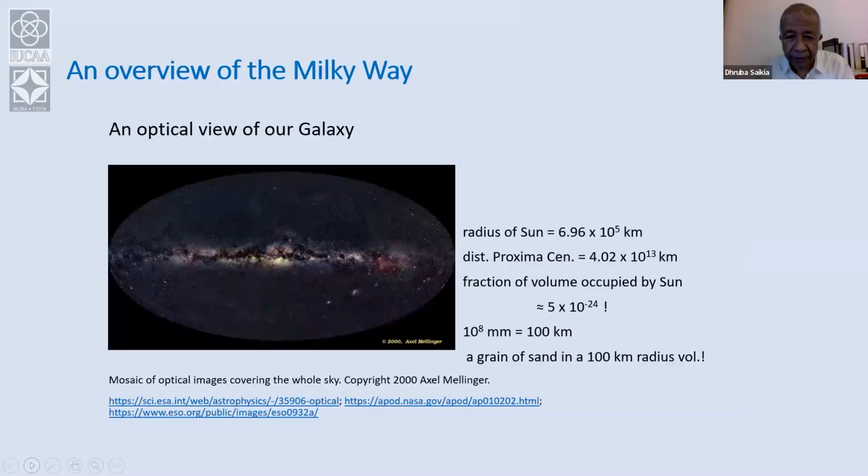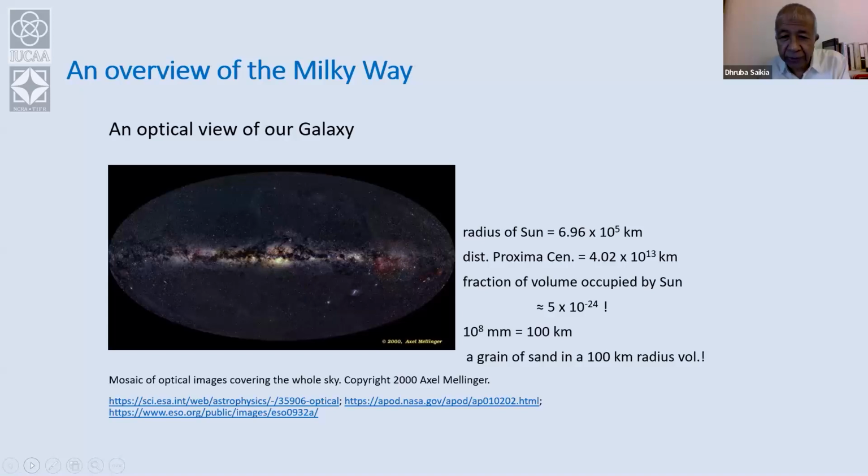So let's take our own sun. The sun has a radius of about 700,000 kilometers. And the nearest star, Proxima Centauri, is about 4 light years. I put it in kilometers over there, so that it's easy for me to take ratios of volumes. And if you do that, you'll get the fraction of volume occupied by the sun. It's about a few parts in 10 to the power of 24. It's a very, very small fraction.